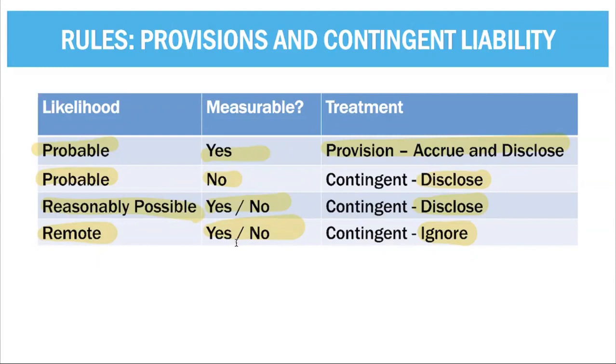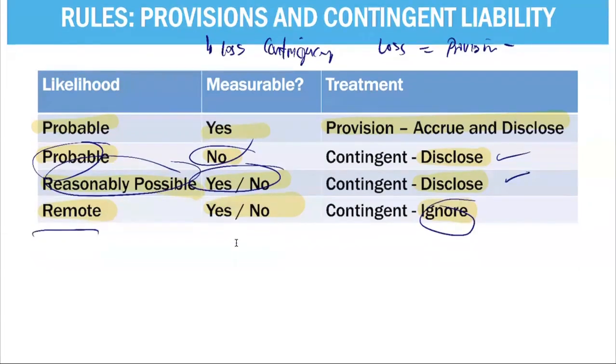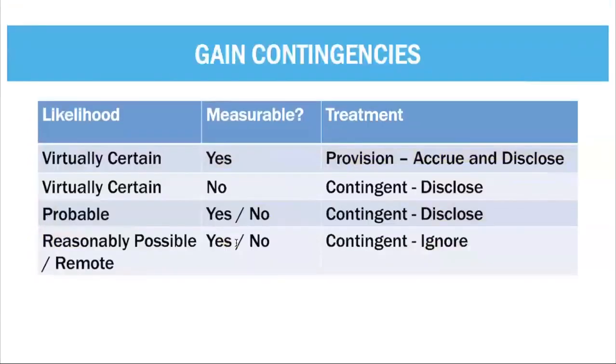So when we talk about your contingent liability, we are talking about your loss contingency. Diba sabi natin kanina, once there is a loss, we equate that to a provision. But what if it is only probable but not measurable? Disclose. Reasonably possible, whether or not measurable, disclose. Remote, ignore. Okay? Next, gain contingencies. What are the gain contingencies that we discuss? One gain contingency that we discuss is a reimbursement.